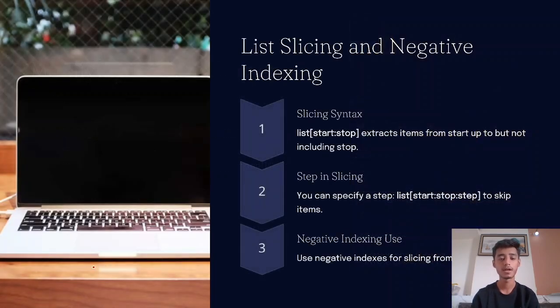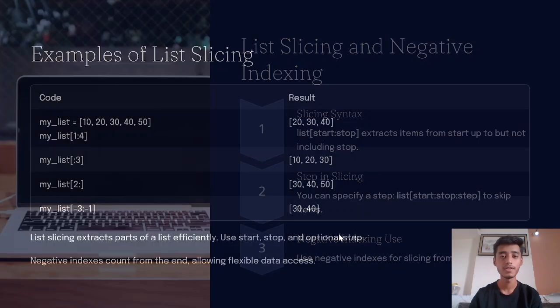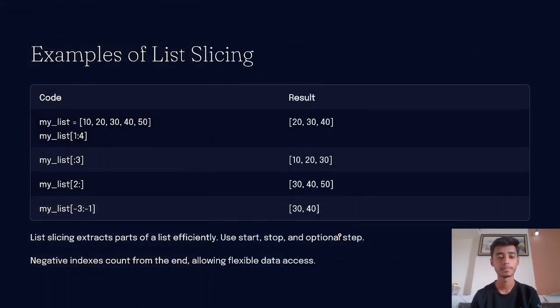Now let us move on to list slicing. Slicing helps you extract parts of a list. The syntax for list slicing is the name of the list, the start value and the stop value. This will extract items from start up to the stop, but it will not include the stop value. You can specify a step in the list to skip items using this syntax. Or if you want to slice your list from the last, you can use negative index.